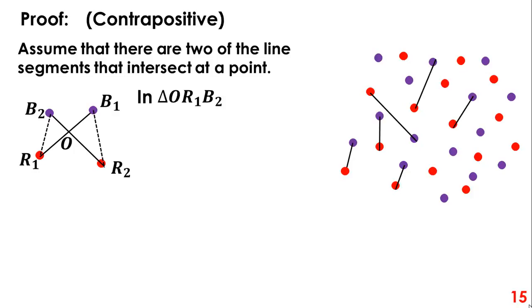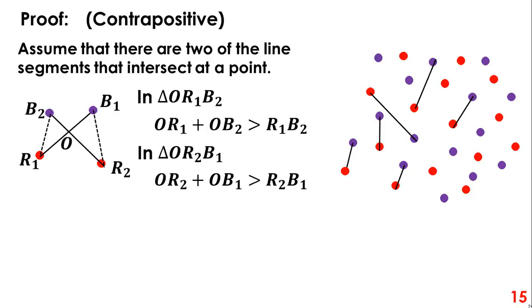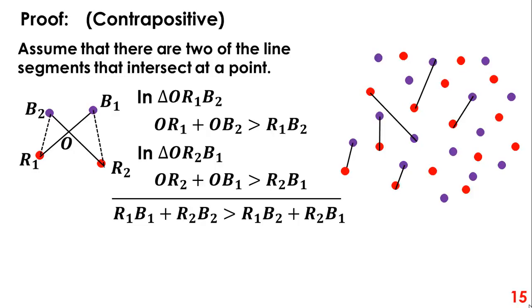First, in triangle OR1B2, OR1 plus OB2 is greater than R1B2, since the sum of two sides is greater than the third side. Similarly, in triangle OR2B1, we have OR2 plus OB1 is greater than R2B1. Let's add up these two inequalities. We get R1B1 plus R2B2 is greater than R1B2 plus R2B1. That's very simple. With this inequality, we can make a conclusion.